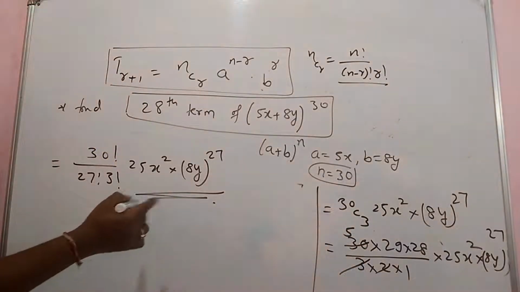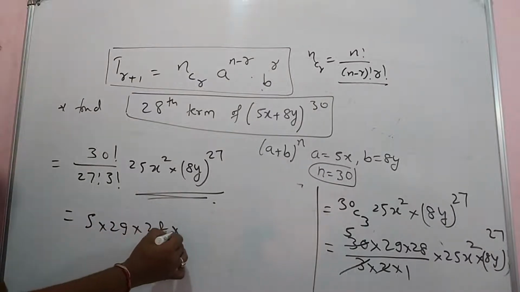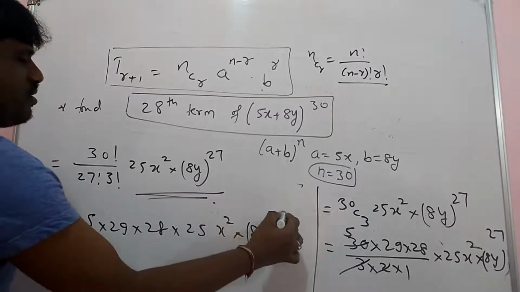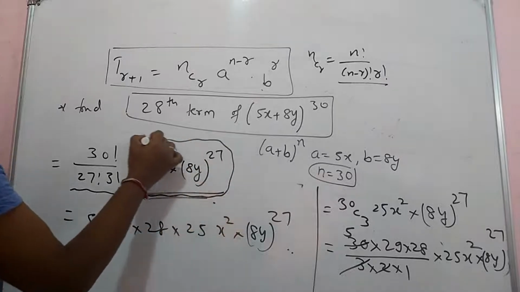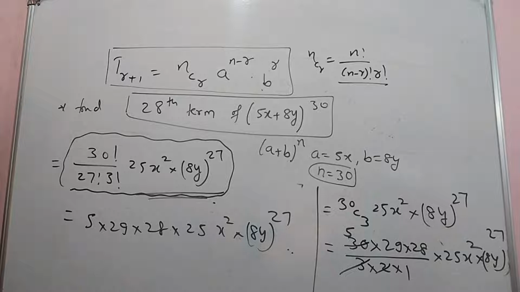Here, Pooja cancelled that. She wrote 5 into 29 into 28 into 25x square into 8y power 27. Okay, this is also correct. But option-wise, this was there. I didn't write the options. So this is also right. Anything can be written.